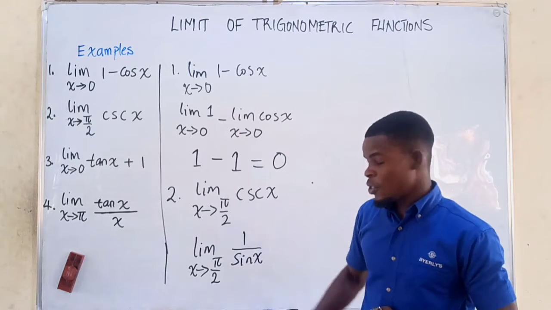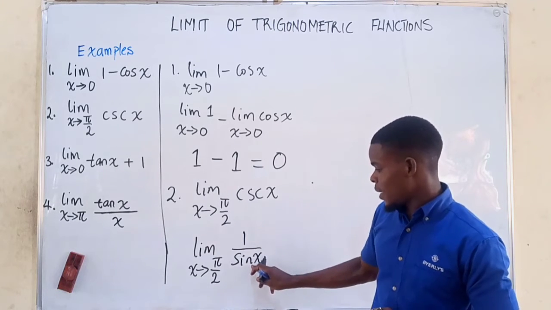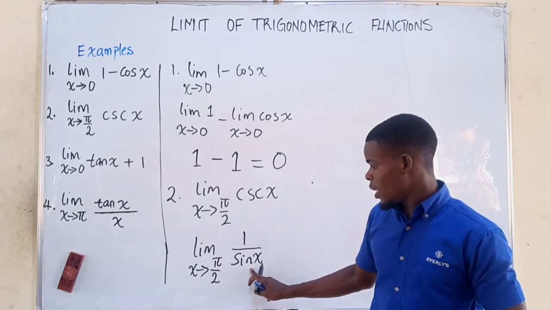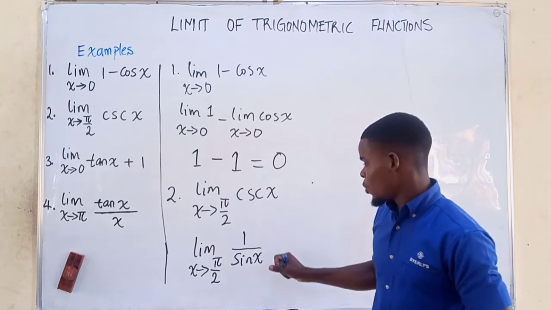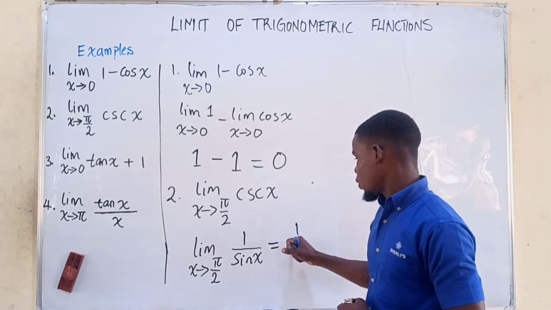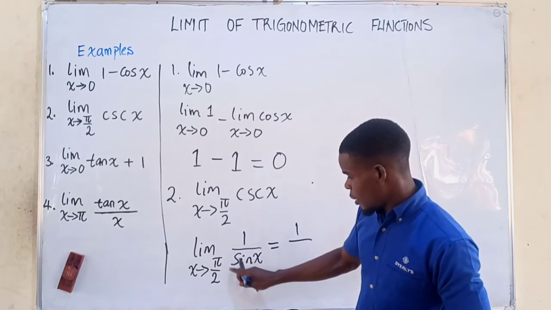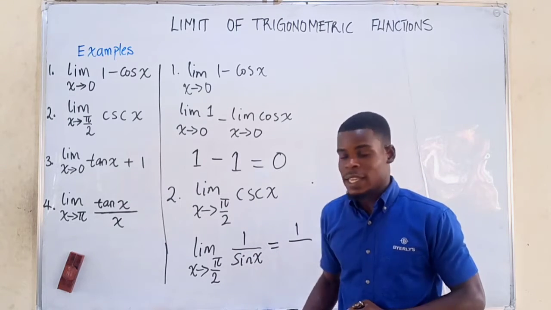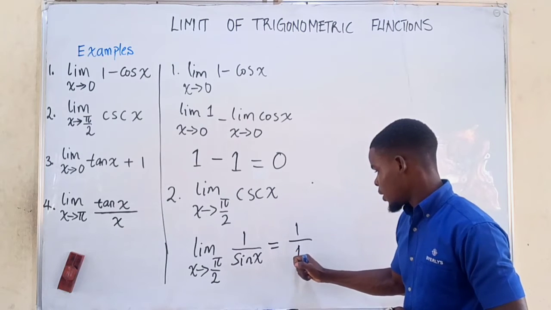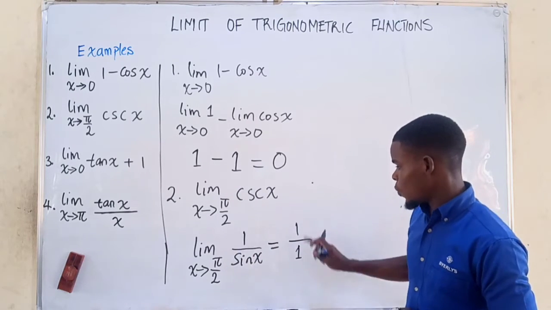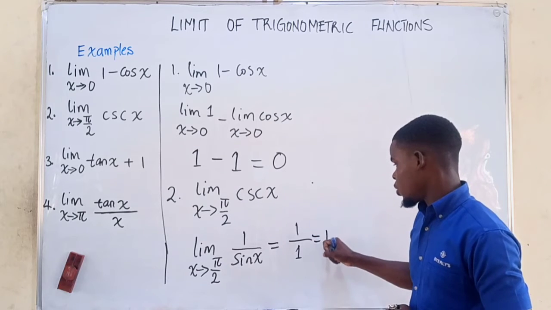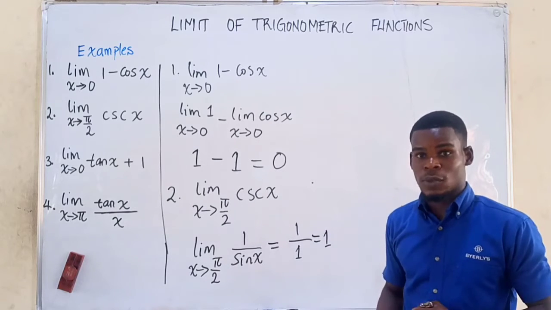So as x tends to pi over 2, sine x, which is in the denominator, tends to 1, because sine pi over 2 is going to be 1. So as I said earlier, as x tends to pi over 2, sine x tends to 1. So the limit of the denominator is 1. The limit of the numerator is 1. So the result of the limit, which is 1 over 1, is equal to 1.